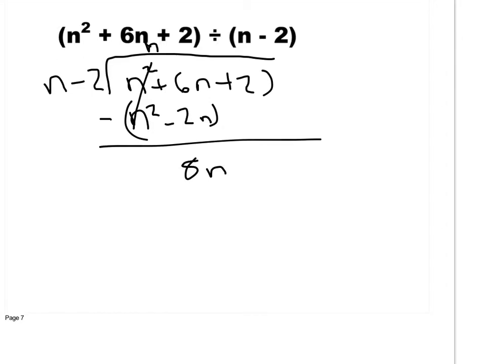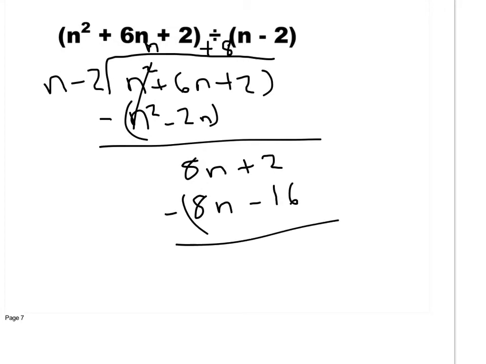So what could I times n minus 2 by to get 8n? 8, right? So I take 8n minus 16. I'm going to subtract that. 8n minus 8n cancels out. 2 minus negative 16 will give you 18. And that's what I'm left with. So n plus 8 plus 18 over n minus 2.